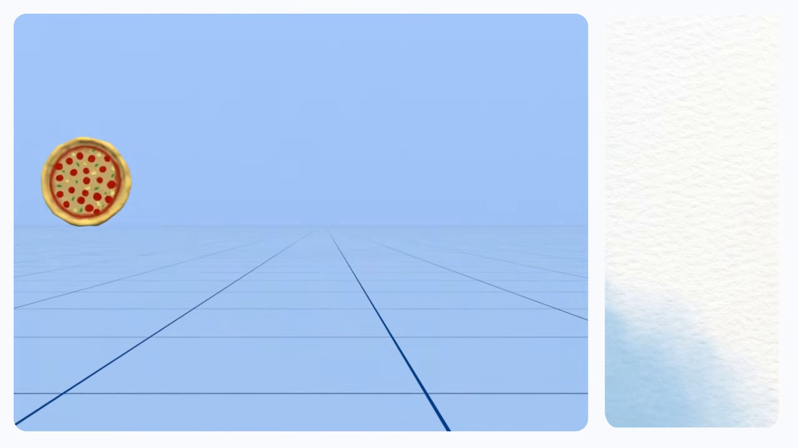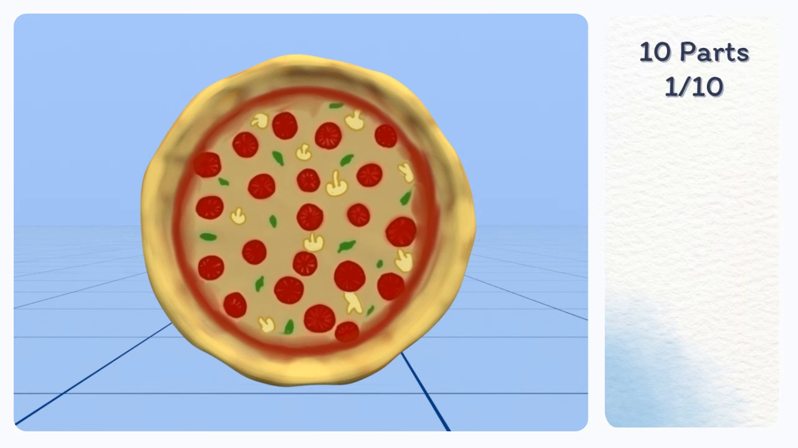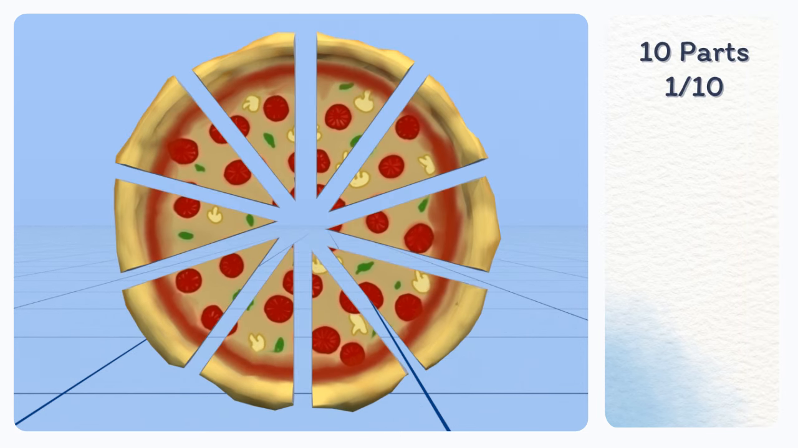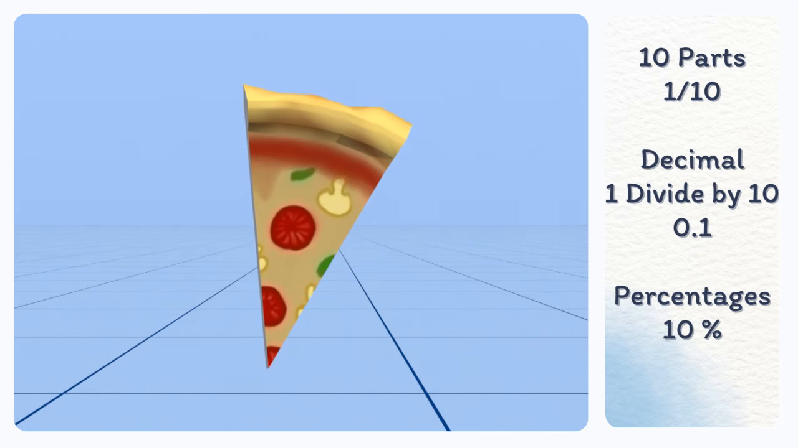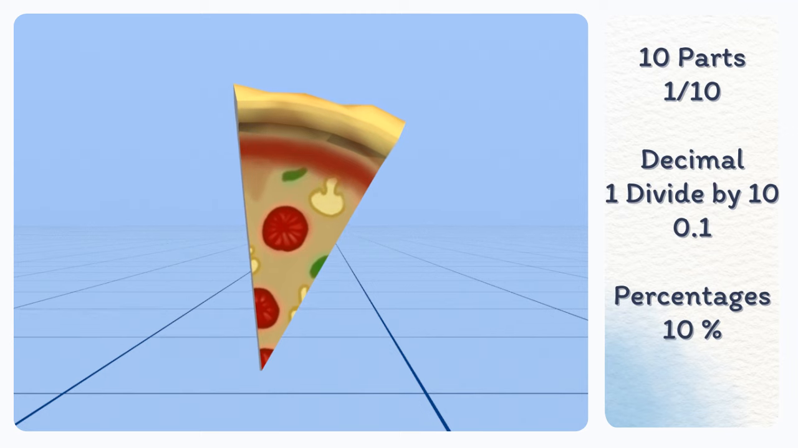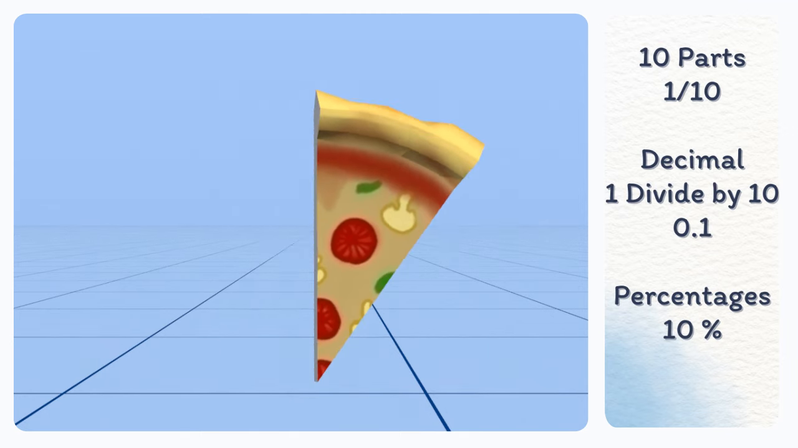Now let's go one step further. What if we divide the pizza into 10 equal slices? Each piece now represents 1/10 of the whole pizza. In fraction form, we write this as 1 by 10. If we express this in decimal form, dividing 1 by 10 gives us 0.1. And in percentage form, since 1 out of 10 parts means we have 10 out of 100, we say that 1 by 10 is equal to 10%. So grabbing one slice from this 10-slice pizza means you are eating 1 by 10 of the whole, which is also 0.1 in decimal or 10% in percentage form.